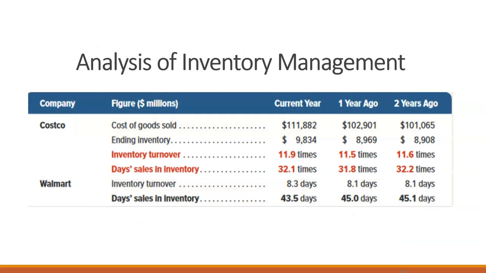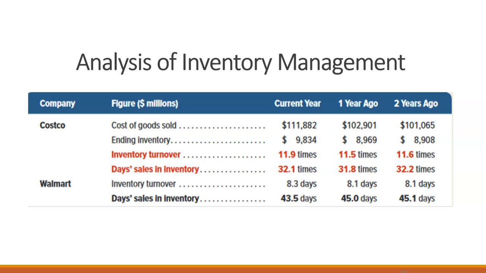We can see this example here then with Costco and Walmart. So we have inventory turnover of 11.9 times for Costco and it should say 8.3 times for the inventory turnover for Walmart. That means in an average year, Walmart sells out their entire inventory 8 times. And Costco sells out their entire inventory almost 12 times. The average day sales in inventory for Costco is 32.1 days, and for Walmart, 43.5 days.